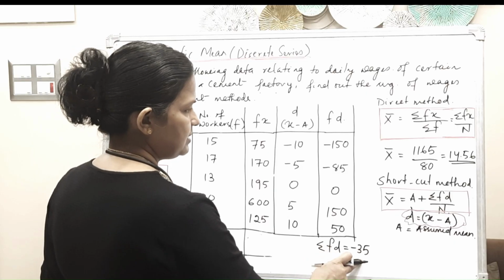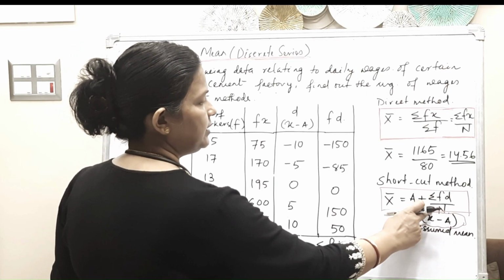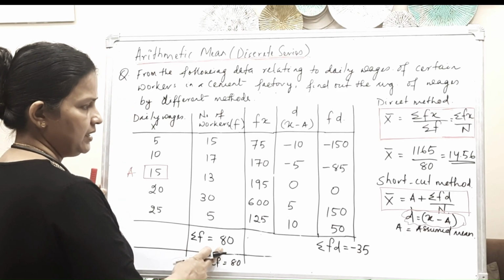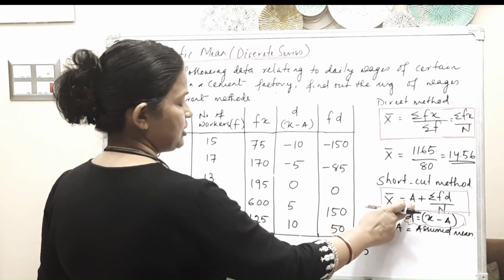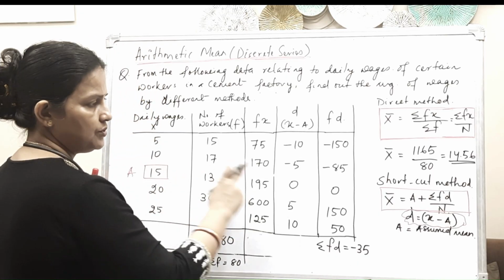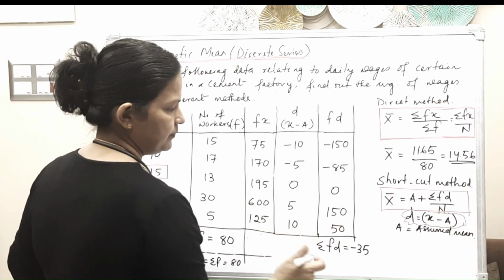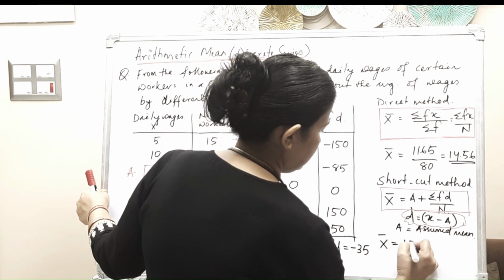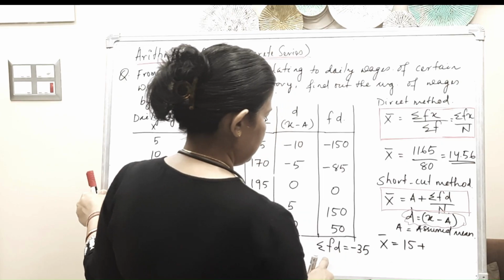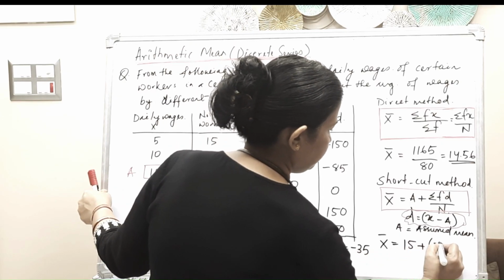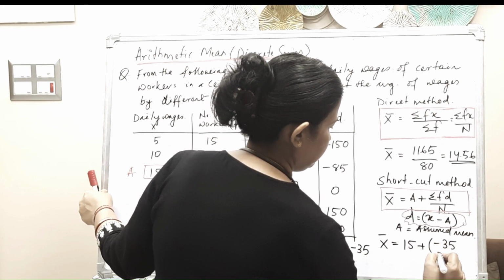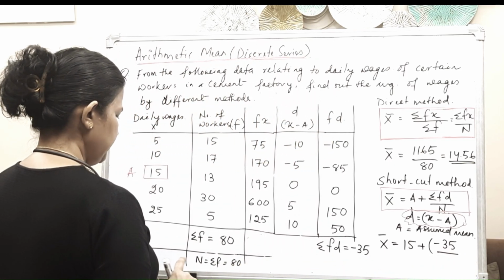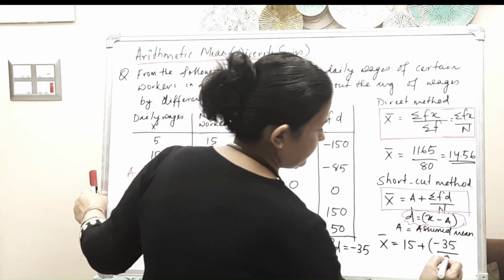So sigma of fd is minus 35. n we know, n equal to sigma of f equal to 80. We know our assumed mean as 15. Let us put all the values to our formula. So x bar equal to 15 plus sigma of fd, minus 35, divided by 80.